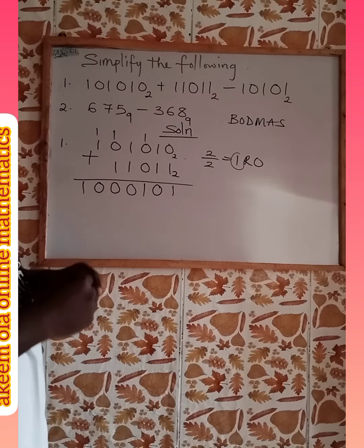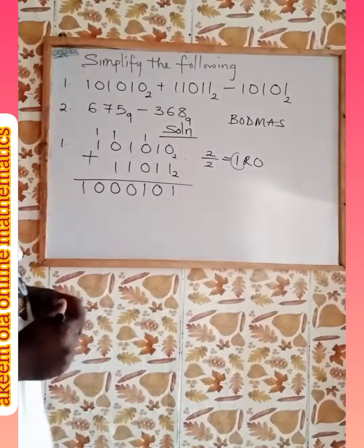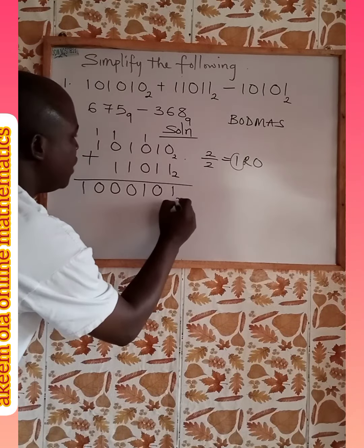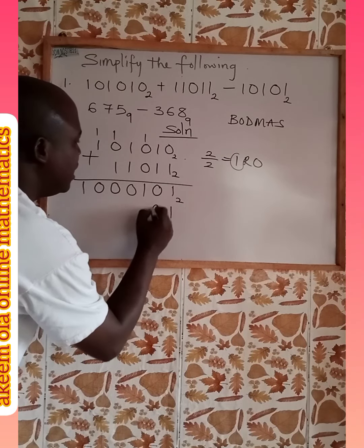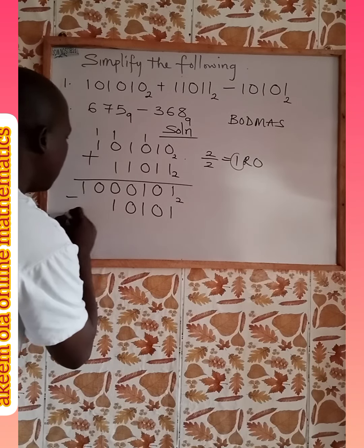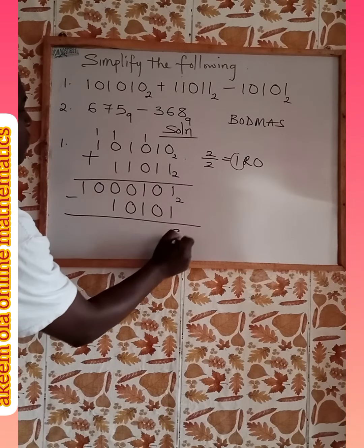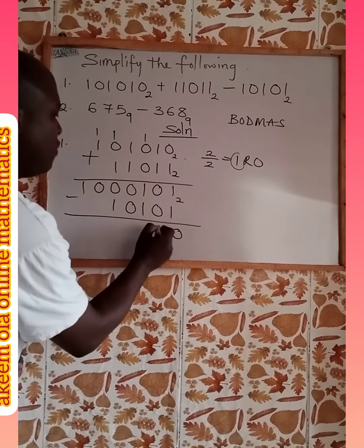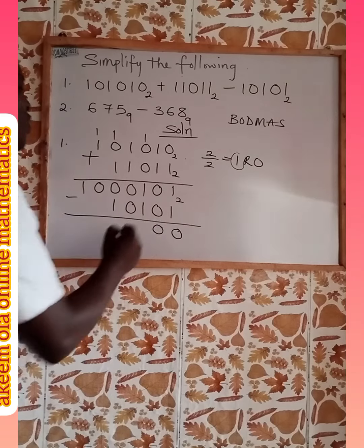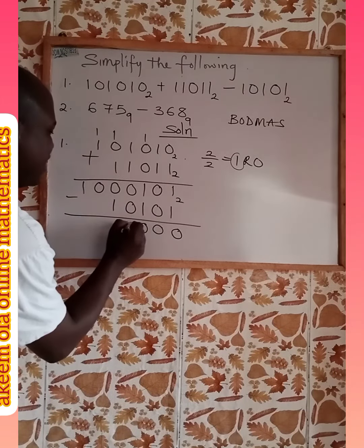So we can now consider the other number that will be subtracted from this, and we have base 2. We have 101101. Subtraction. Let's subtract. 1 minus 1, that is 0. 0 minus 0, we have another 0. 1 minus 1 again is 0. 0 minus 0, we have 0.